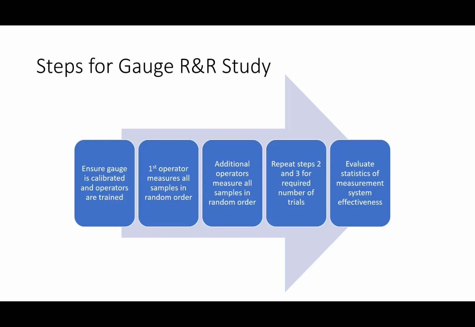The first operator will measure all the samples in random order, and then the additional operators will measure all the samples in random order. And then you repeat those steps multiple times until everybody has measured all the parts multiple times. From there, you evaluate the statistics of the measurement system effectiveness.